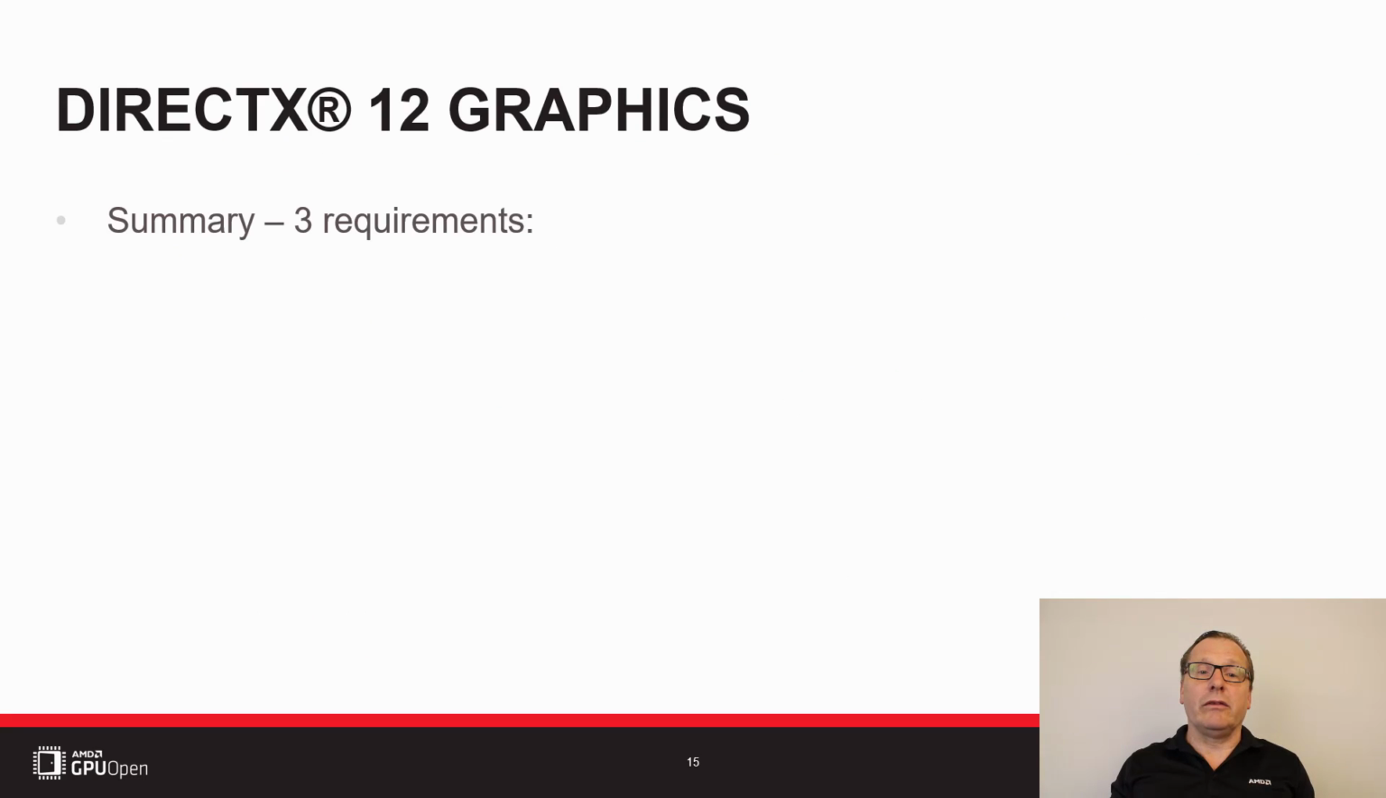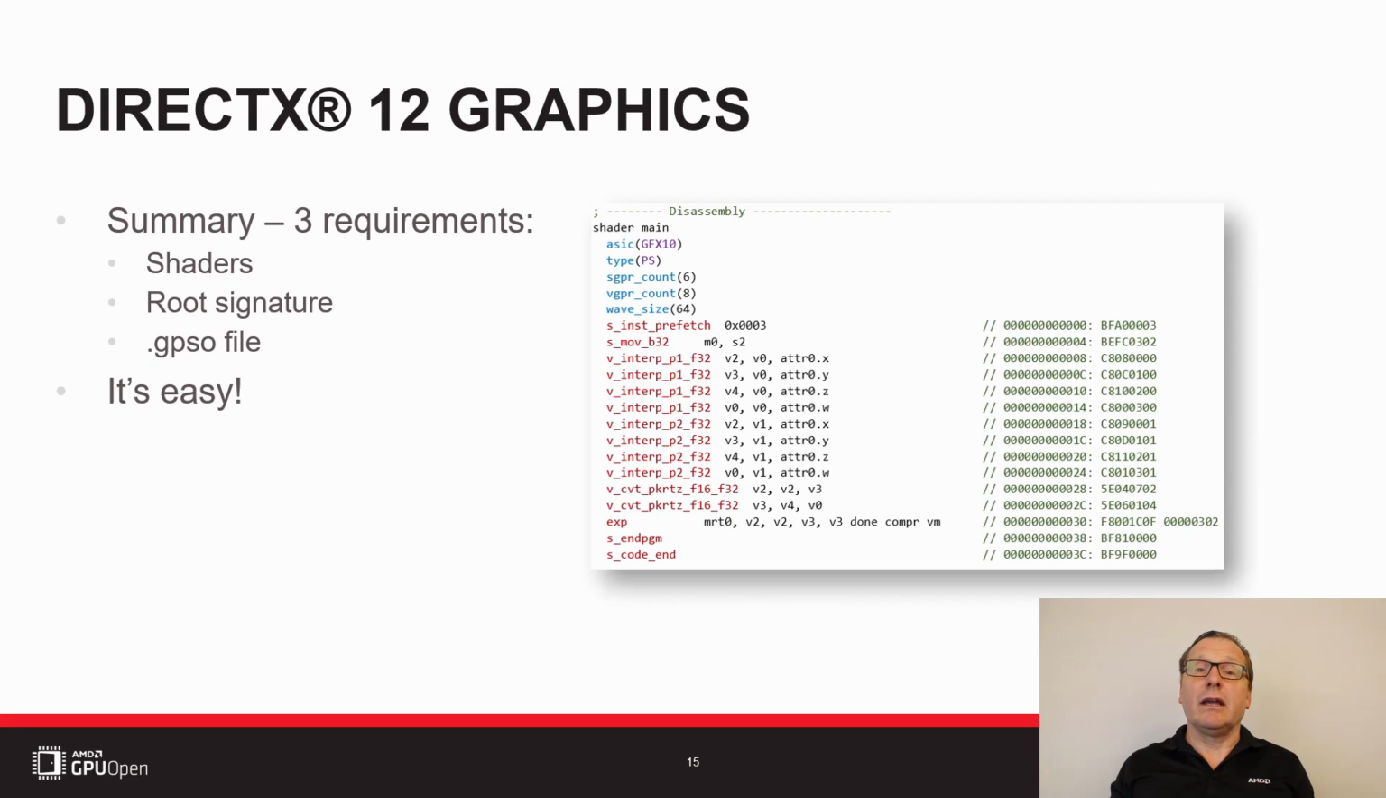To summarize, we need three things to compile DX12 graphics pipelines using RGA: shaders, root signatures, and a GPSO file with pipeline state subset. That's it. It's that easy.